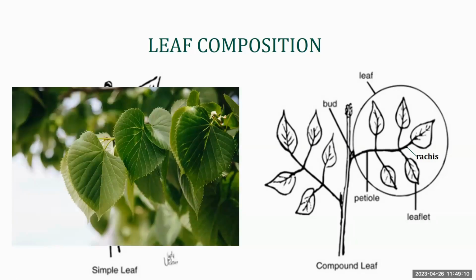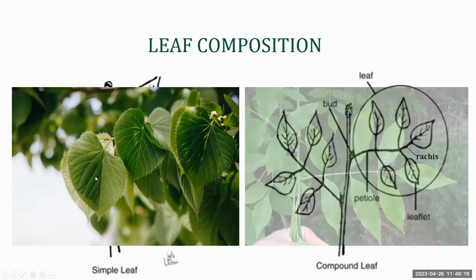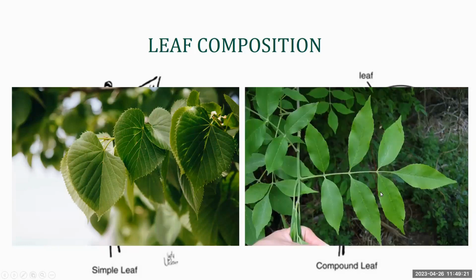Here's a photo of a simple leaf. Connected to that twig is one bud, connected to that one bud is one petiole, and connected to that one petiole is this one leaf. Alternatively, on the right here, we have a compound leaf. This is a green ash tree. You'll see there's one bud here connected to one petiole, and connected to that one petiole is 1, 2, 3, 4, 5, 6, 7 leaflets. And so when we're referring to the compound leaf, again, everything within the circle is considered our leaf, and all these little pieces within it are our leaflets.